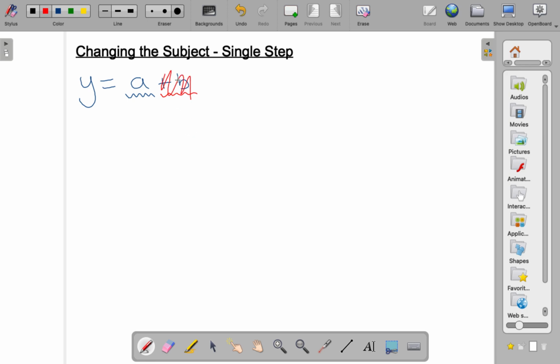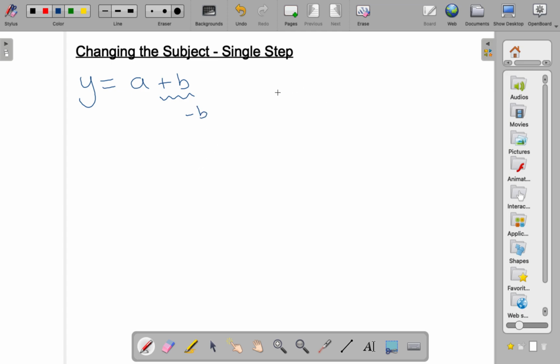We can't just scribble it out. It doesn't work like that. We have to get rid of it mathematically. So the way we do this is, if we have a plus b, to get rid of that, to do the opposite, we have to do a minus b. So we have to take away b on this side.